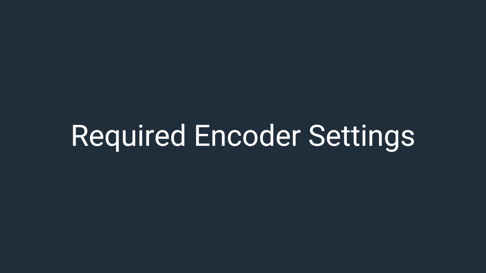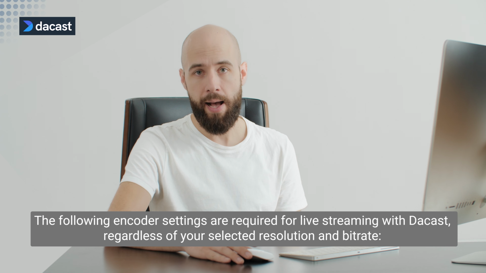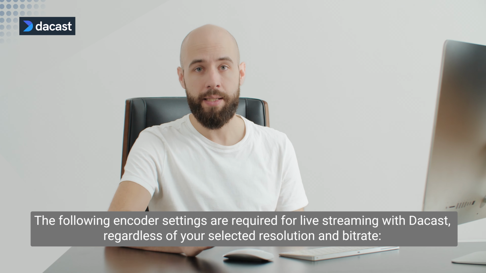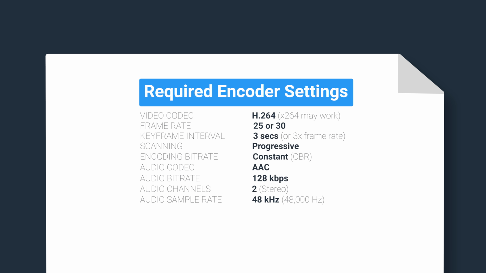Required encoder settings. The following encoder settings are required for live streaming with Dacast, regardless of your selected resolution and bitrate. Video codec, H.264. Frame rate, 25 or 30. Keyframe interval, on the editor. Scanning, progressive. Encoding bitrate, constant. Audio codec, AAC. Audio bitrate, 128 kilobytes per second. Audio channels, 2. Audio sample rate, 48 kilohertz.